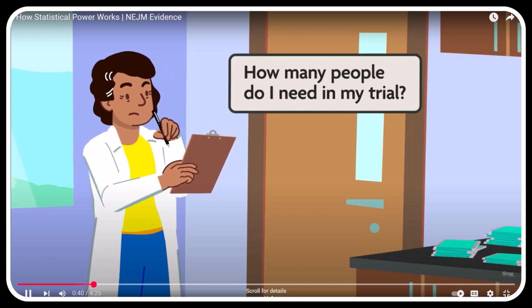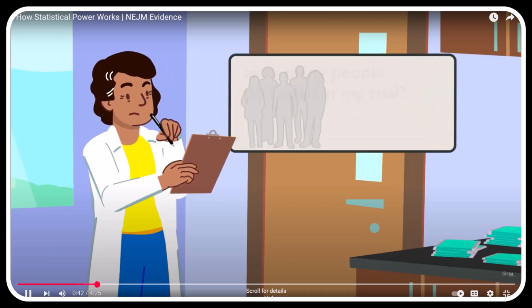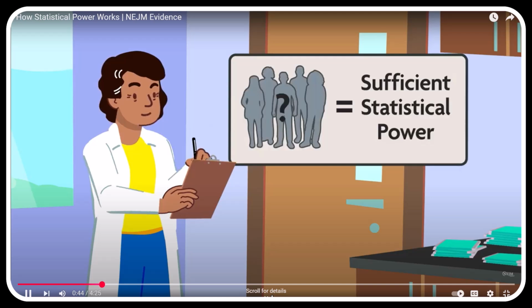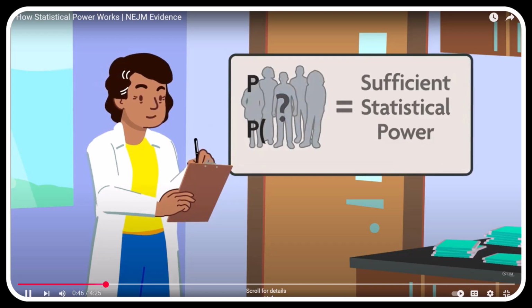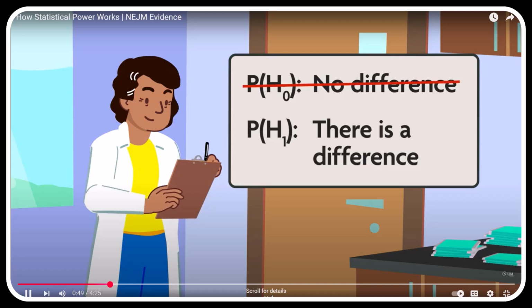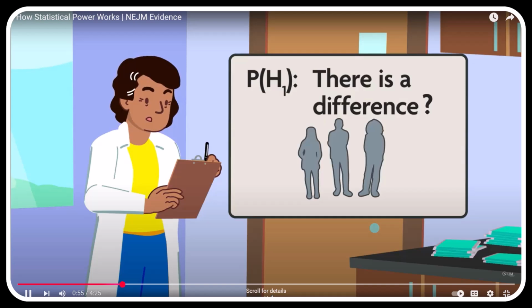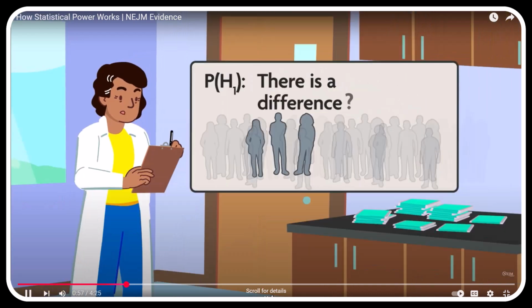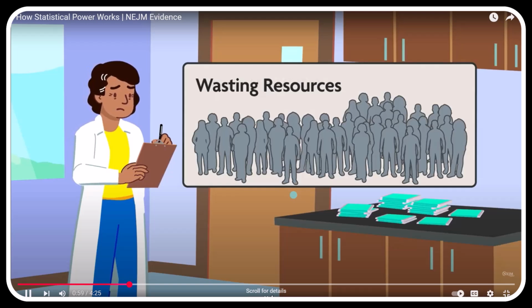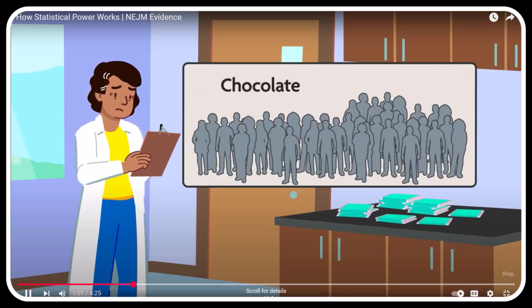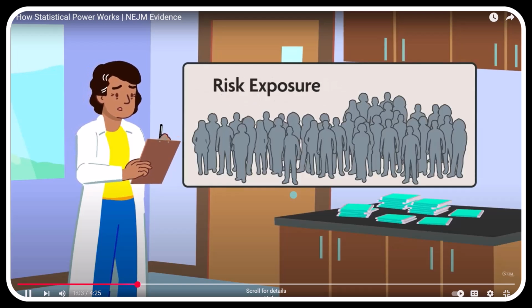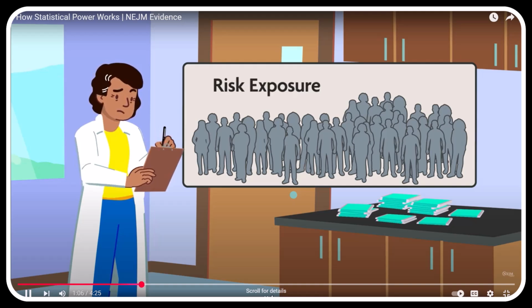This is a very common question in research. What number of participants will give you sufficient statistical power? That is, a high enough probability of correctly rejecting the null hypothesis of no difference when there is a difference between groups. Too small a sample, and you may not detect a difference, even if one exists. Too large a sample, and you're wasting resources, time, money, chocolate, and you're exposing more people to any risks of the treatment, when you could have learned the answer more efficiently.